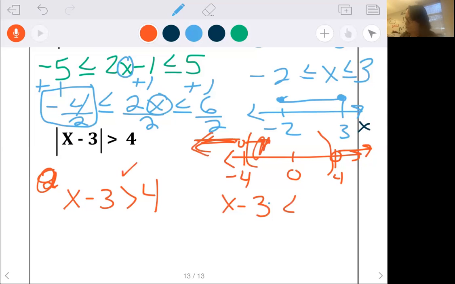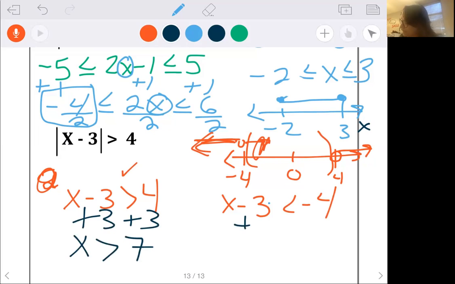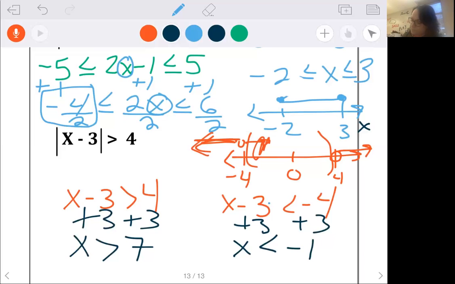So I need to head out to the left of negative 4, but then I just solve it as I normally would. I add 3, x is going to stay greater than 7. I add 3, x will stay less than a negative 1. So notice my graph for the greater is x open, because there was no equal to bar here.